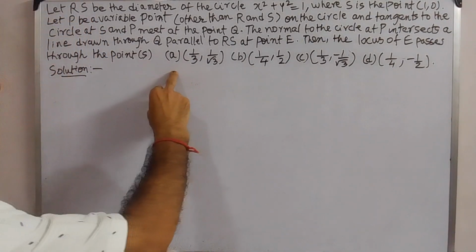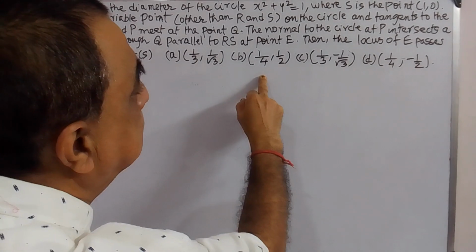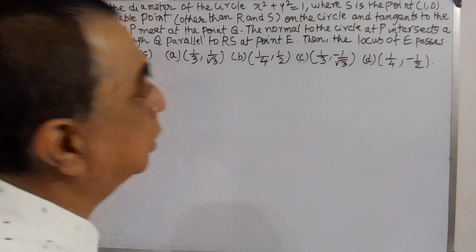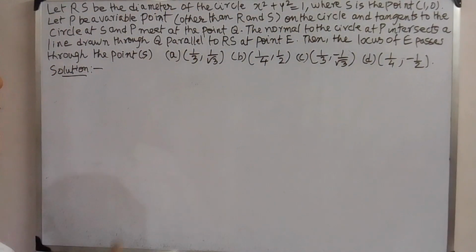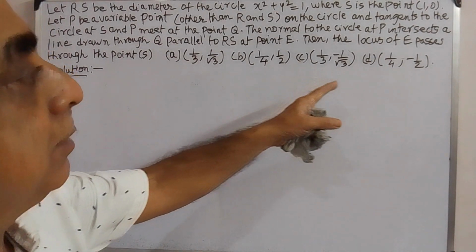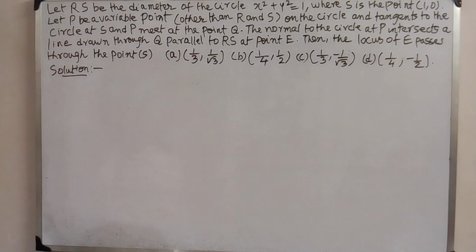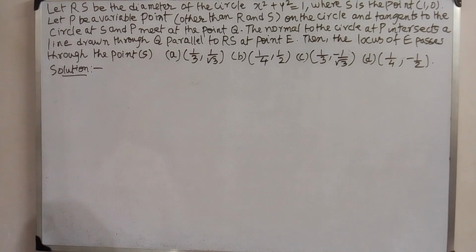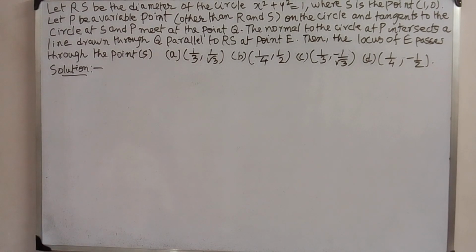Given options are A: 1/3, 1/root 3; B: 1/4, half; C: 1/3, minus 1/root 3; and D: 1/4, minus half. The answer to this question may be more than one given option, and we have to find all the correct options. Now see here, first you have to understand the question very clearly.